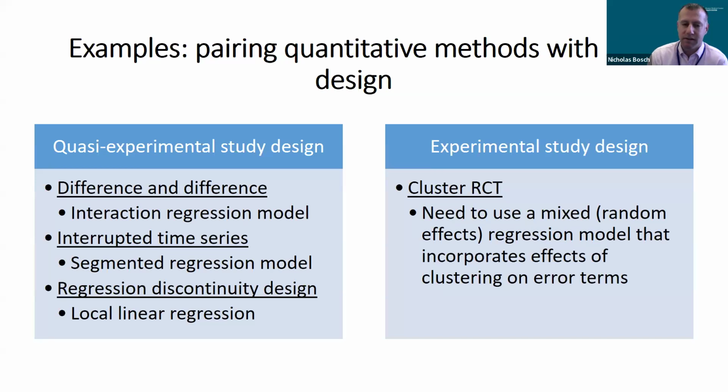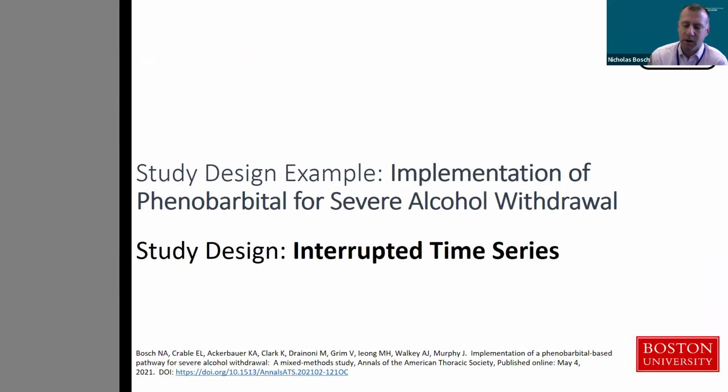Okay, next slide, please. So the first one we're going to talk about is implementation at Boston Medical Center of using phenobarbital to treat severe alcohol withdrawal in our ICU. And the method we used here was an econometric approach called interrupted time series, as well as some other analyses.